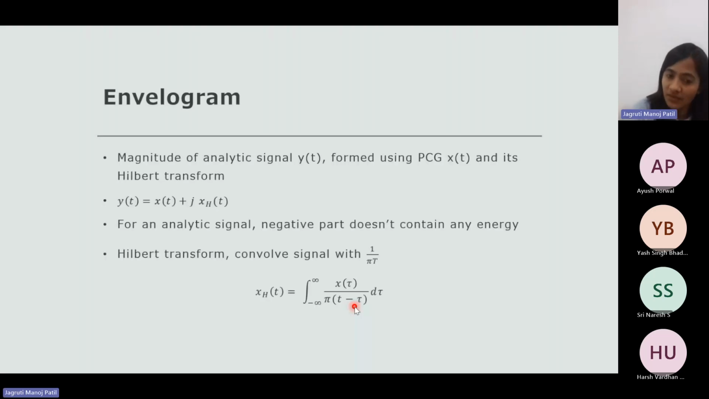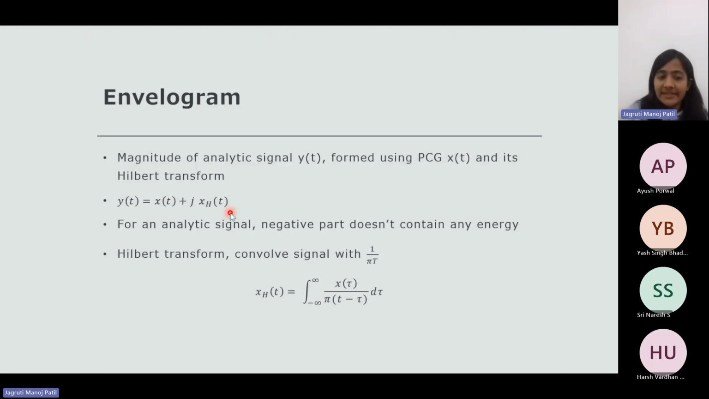So next, one such technique that's similar to envelope statistics is called the envelopogram. So what we do over here is take the magnitude of this analytic signal that is formed here. The signal of interest, let's say it's PCG. So PCG is x of t, and its Hilbert transform. So we represent the signal y of t as the signal plus the imaginary component of the Hilbert transform.